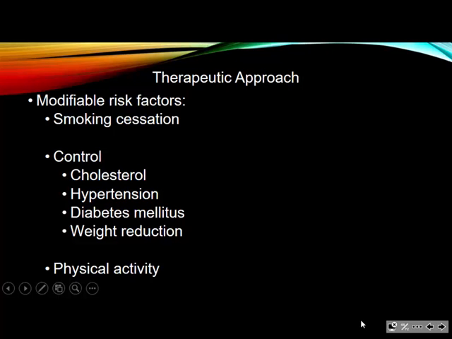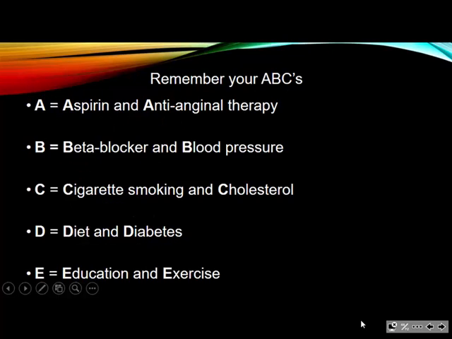You should have already talked about some of these risk factors that we'll want to try and modify to prevent the progression of that stable angina, so smoking cessation, treating their hyperlipidemia, hypertension, making sure that they're exercising. Those are all things that go hand in hand with preventing the progression of their stable angina. And then this is kind of a good mnemonic to remember: A, B, C, D, E.